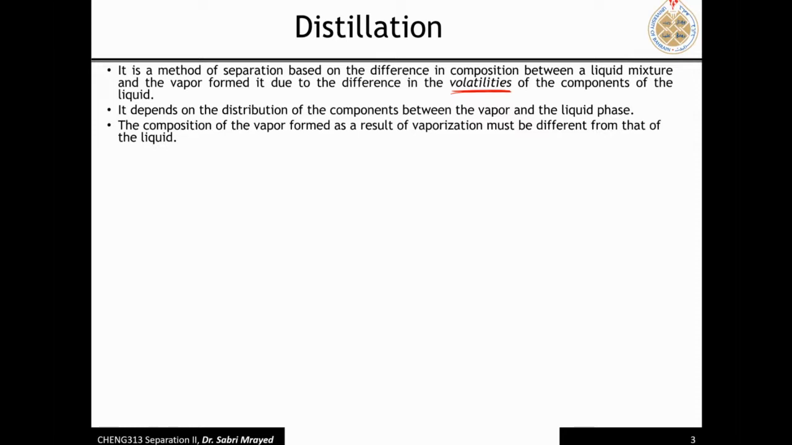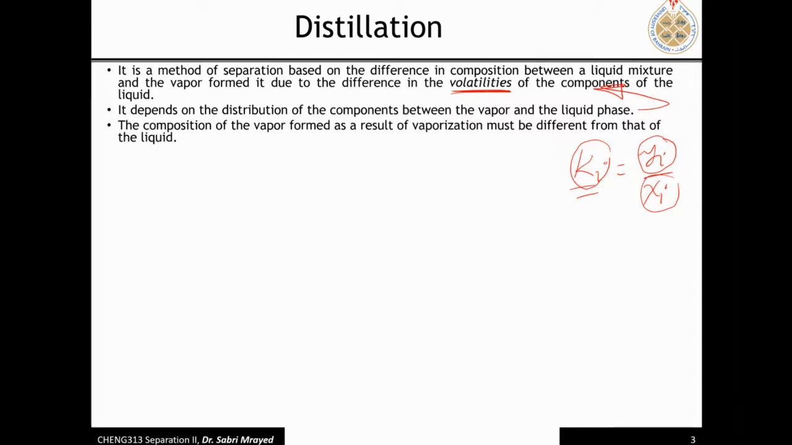It depends on the distribution of the components between the vapor and the liquid phase, which refers back to, if you remember, Ki equals Yi over Xi. That must be large, or at least not equal to 1. If it equals 1, that means the mole fraction in the vapor phase and the mole fraction in the liquid phase, so that component will be the same. This is not what you want. In fact, you want something in the vapor higher than in the liquid, or the other way around. Or maybe for heavy components, you want Xi to be greater than Yi for any separation to take place.